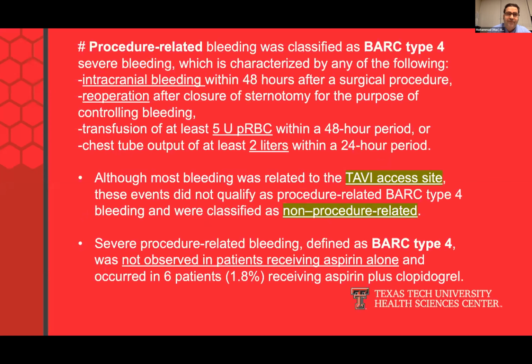Their definition of bleeding was very unique in the sense that they talked about intracranial bleeding within 48 hours after a surgical procedure. That was what they described as major bleeding, or reoperation after closure of sternotomy for the purpose of controlling bleeding, transfusion of at least 5 units of PRBCs within a 48-hour period, or chest tube output of 2 liters. I don't know how they came up with this, but these are the parameters they defined for the trial. There are other trials with something similar, but not precisely this one. Most of the bleeding was at the TAVR access site, and they described others as non-procedure related.